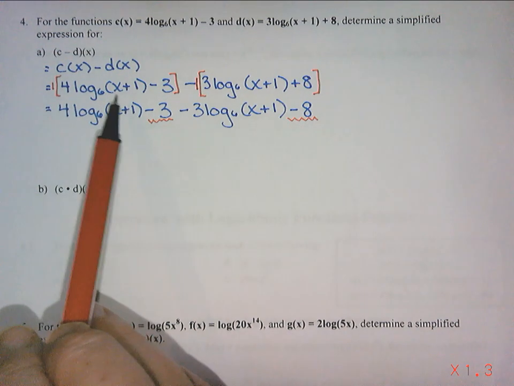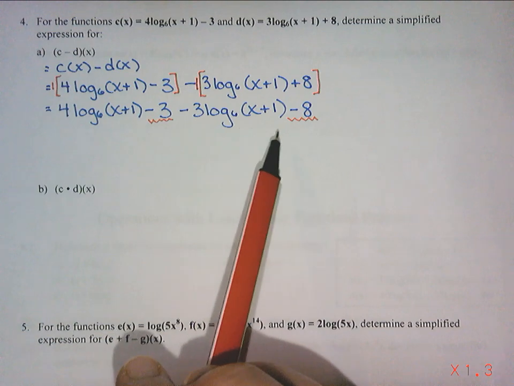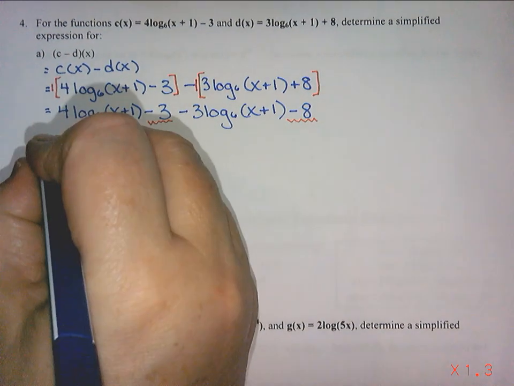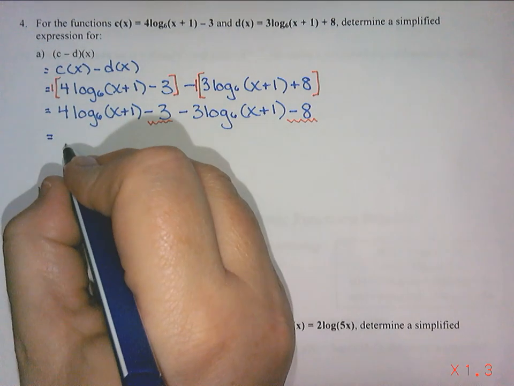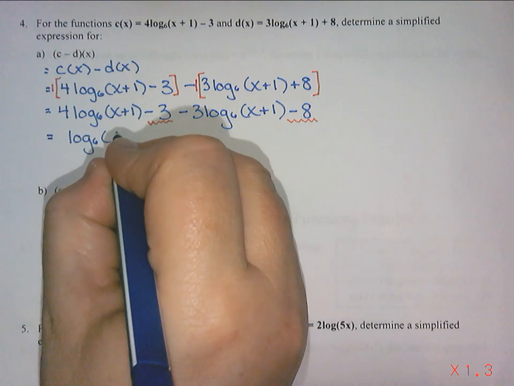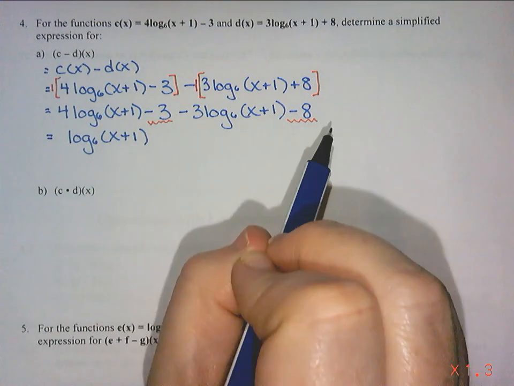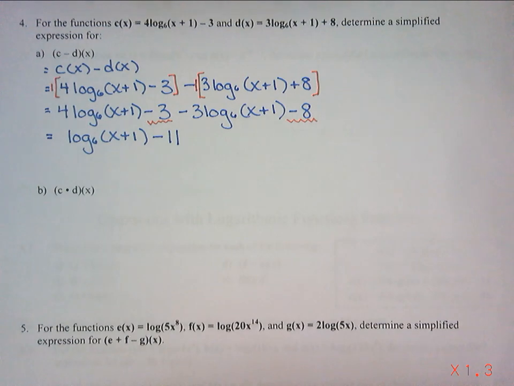So I would just do 4 log base 6 of x plus 1s, take away 3 log base 6 of x plus 1s, and I get 1 log base 6 of x plus 1. If you want to put the 1, that's great. Otherwise, I'm just going to write log base 6 of x plus 1. And then -3 take away 8 is -11.